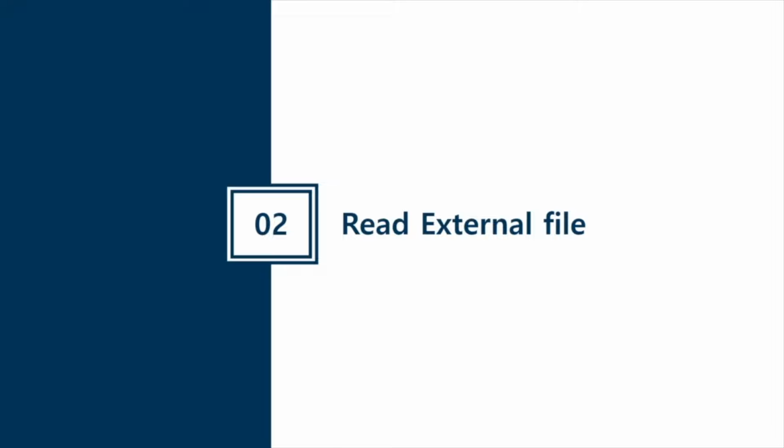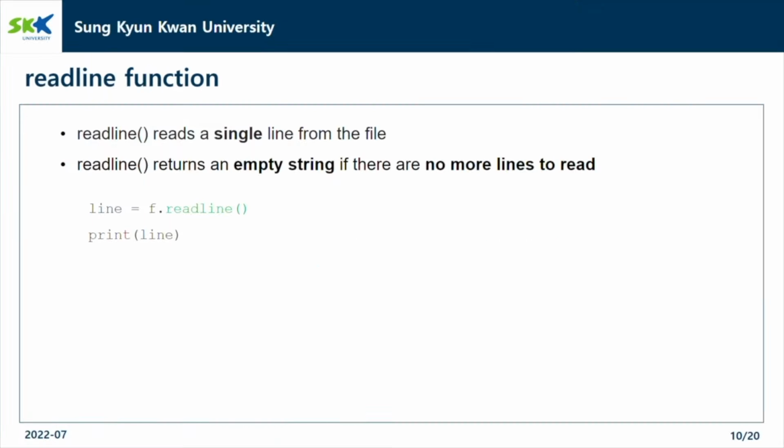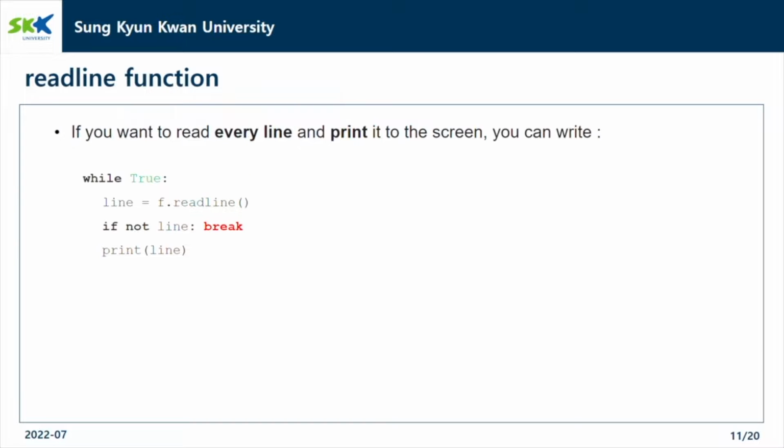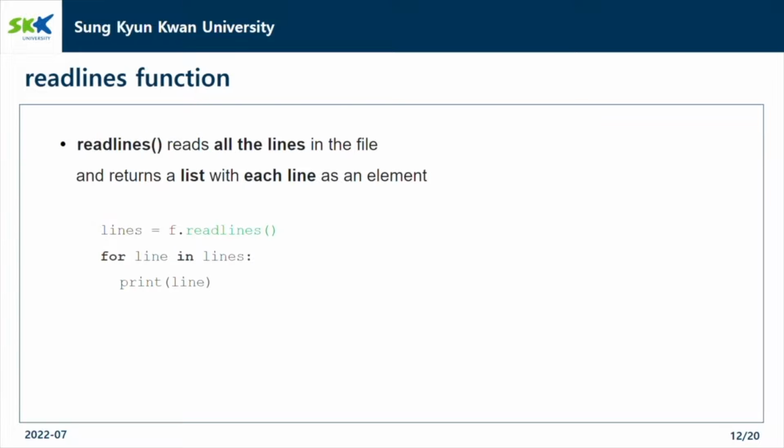Second topic is read external file. Readline reads a single line from the file and returns an empty string if there are no more lines to read. If you want to read every line and print it to the screen, you can write like this by using it. It returns an empty string when there are no more lines to read.